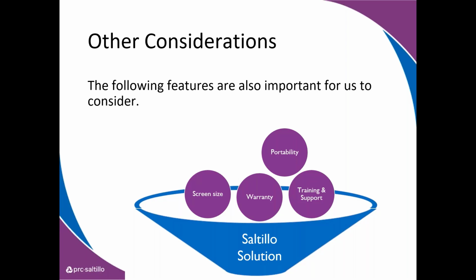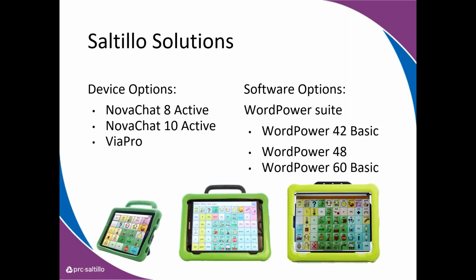Looking at the training and support from that comparison chart, as well as talking to your consultant about those different things that might be needed for the family. And knowing that Saltillo offers training and support to the families and the school teams and the professionals for the life of the device. So if that's something that's important to them, utilizing that. So as we put all that into the funnel, we came out with these 3 options for him to try: the NovaChat 8 Active, NovaChat 10 Active, and the VIA Pro with Touch Chat with WordPower, and we would be considering these 3 language files for him during our trial period.